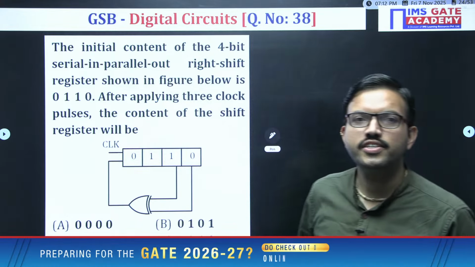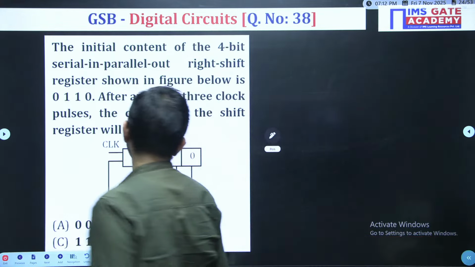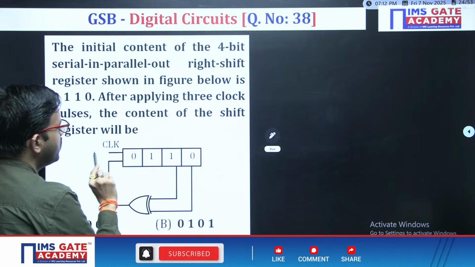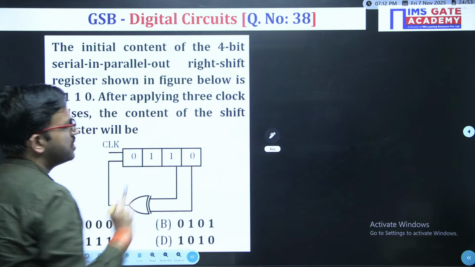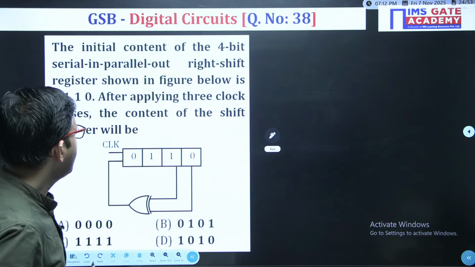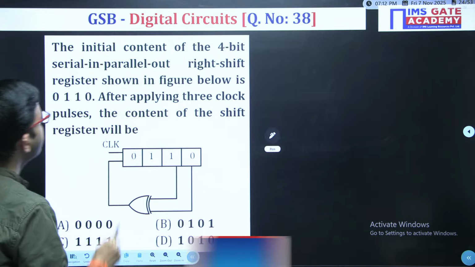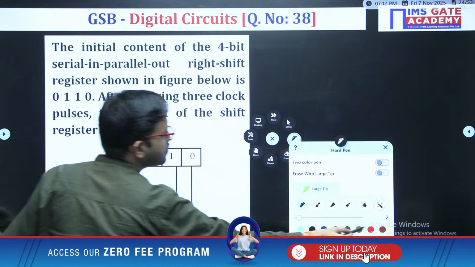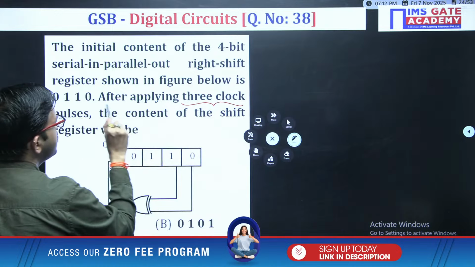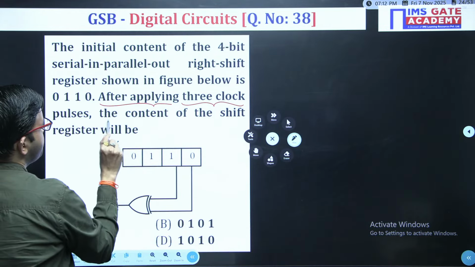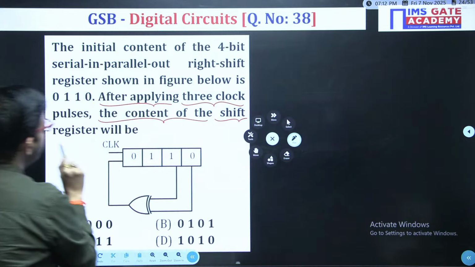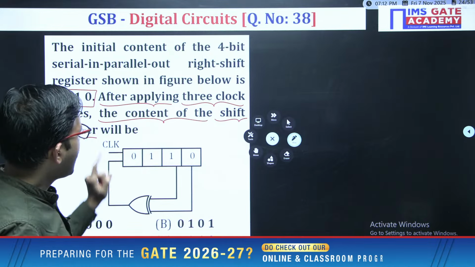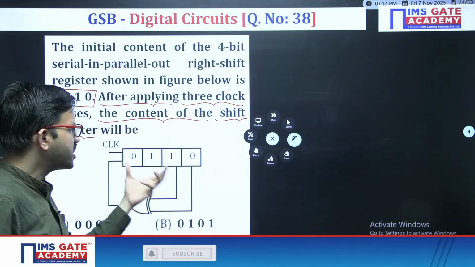Yeah, very good, Suganya. Excellent. So in this question, you have a shift register, and it is mentioned as a right shift register. That means for every clock pulse, the shifting operation takes place towards the right, bit by bit. The question is, after applying 3 clock pulses, what is the content of the shift register? Initially you have 0110. After that, what is the content of the shift register?